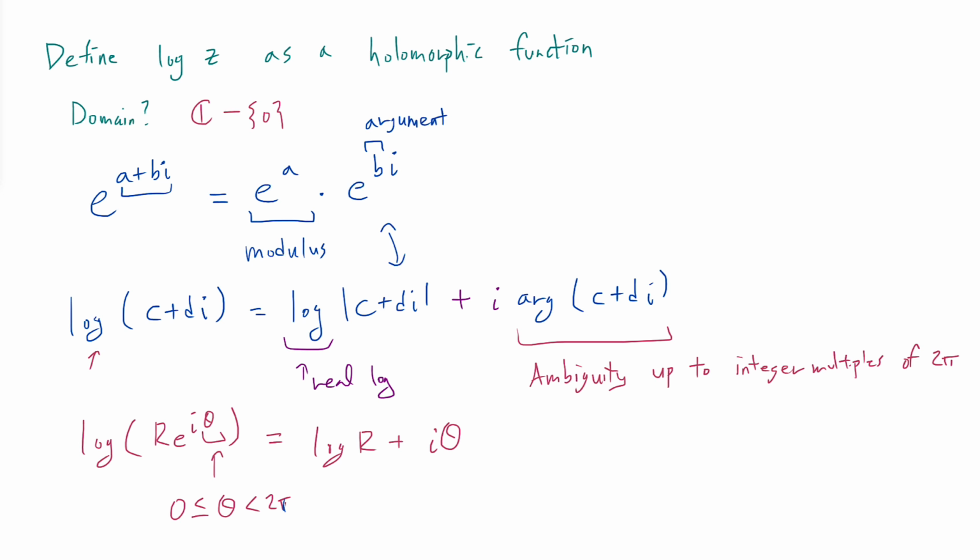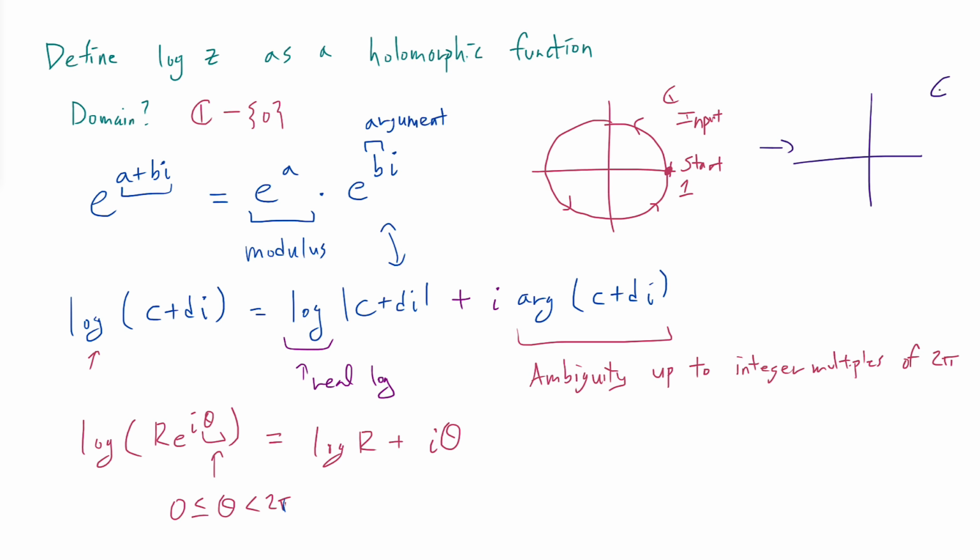It's not continuous because, if you think about it in the input space, imagine you circle around in, say, a circle of radius 1, and you start at 1. Let's say you circle around in the input space. What happens in the output space? So this is going to C, and this is the output space.